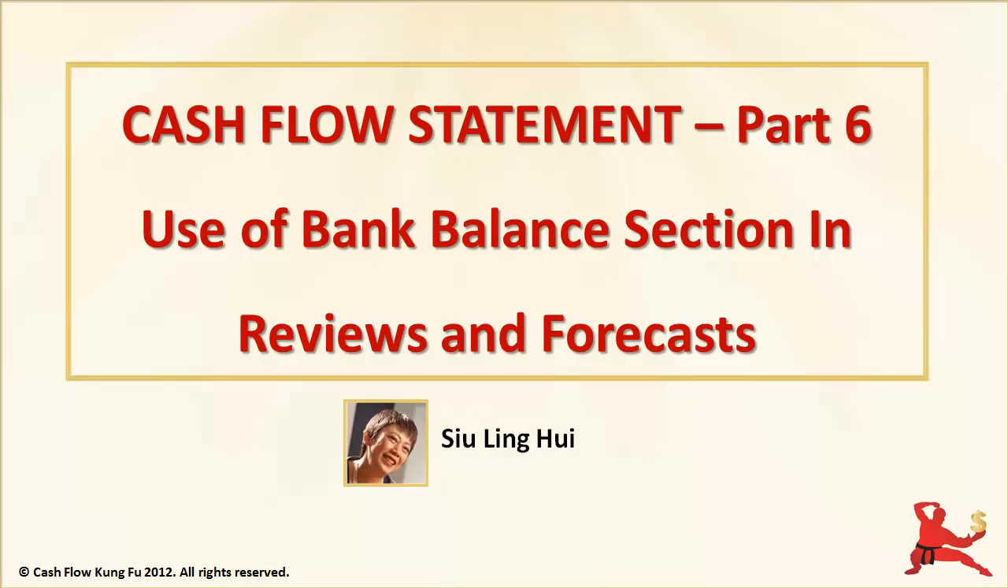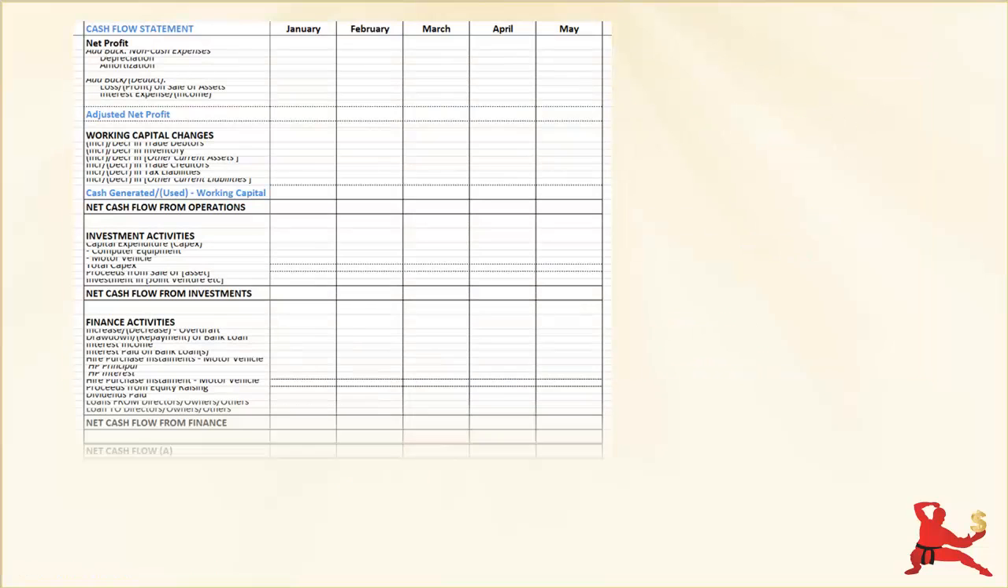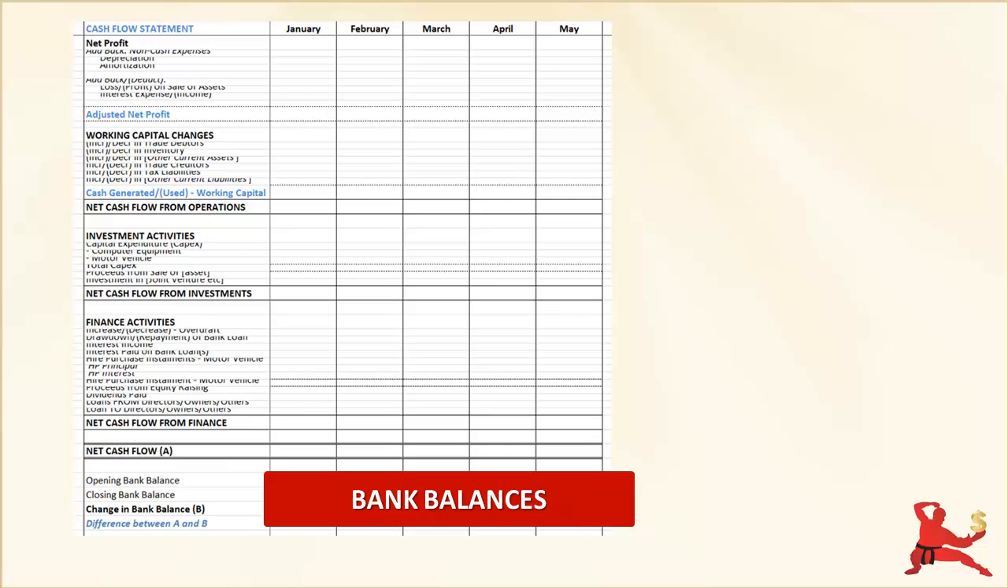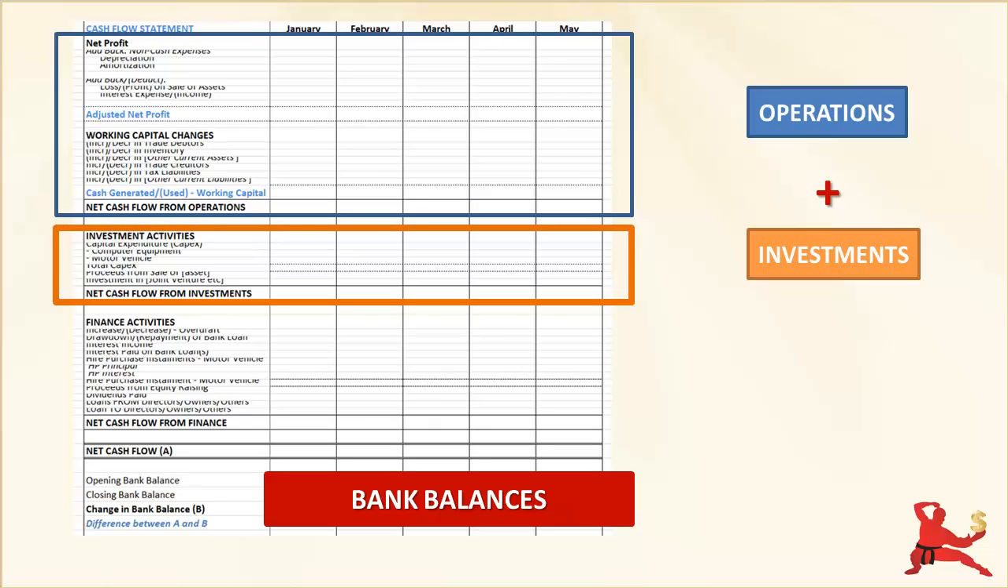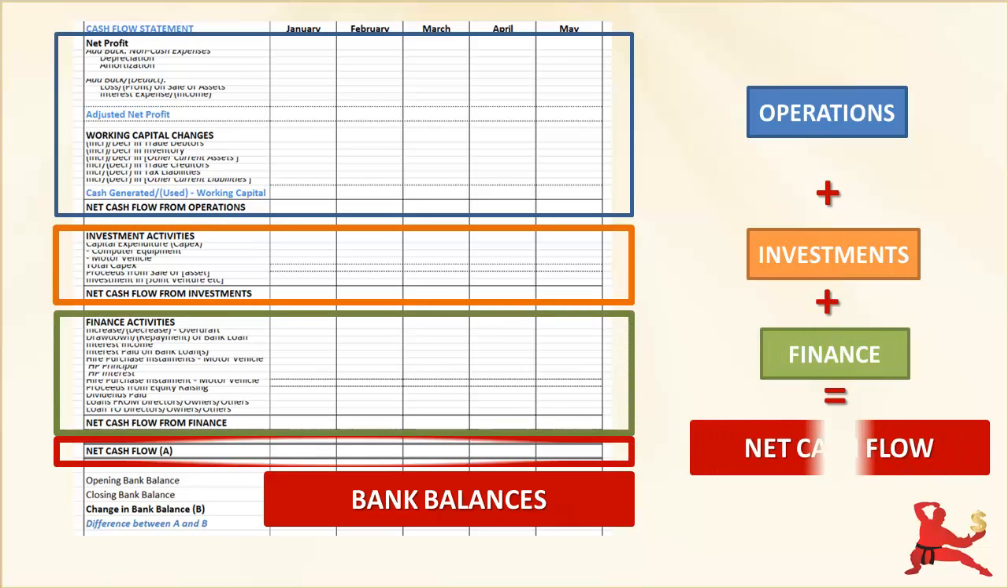In this video, we will look at the use of the bank balance section of the cash flow statement in business reviews and in strategic planning. The bank balance section shows the net cash flow impact of all of your operating, investment and financing activities on your cash balances. The layout of the bank balance section for actual or historical accounts is different from when you do forecasts because you are using your numbers from a different perspective when you do a review of actual business results versus strategic planning for the future.